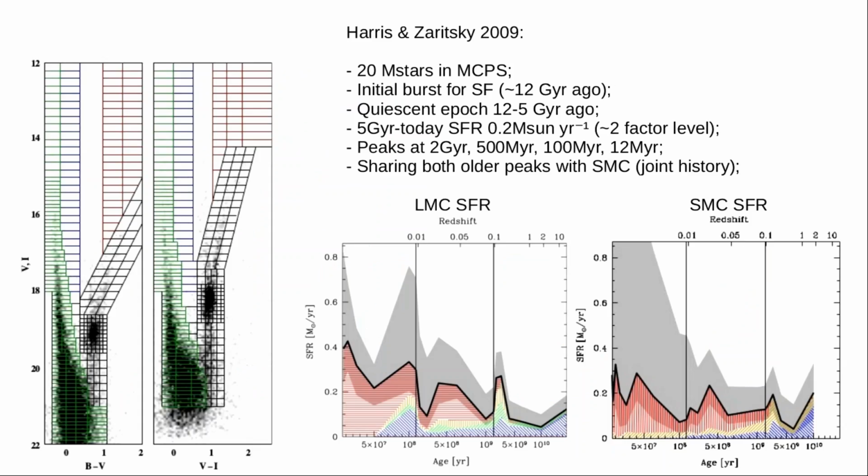Also, a significant paper is the paper by Harris and Zaritsky 2009 with 20 million stars in the Magellanic Clouds Photometric Survey. They present an initial burst of star formation, a quiescent epoch between 12 and 5 gigayears ago for both clouds, and shared peaks of star formation at 500 megayears and 2 gigayears, evidencing a joint history for the LMC and SMC.